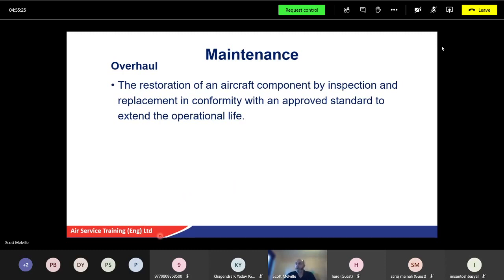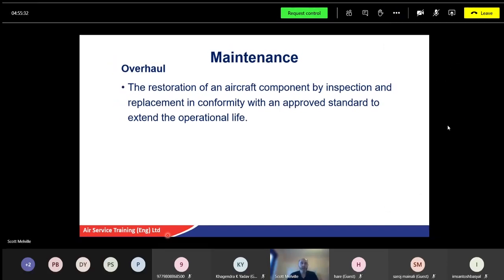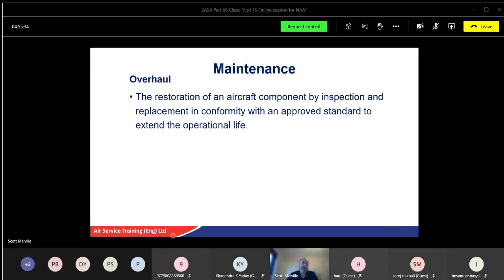Restoration of an aircraft component by inspection and replacement in conformity with an approved standard to extend its operational life. It's not that you just put it in a garage and they'll try and fix it using their methods. It has to be an approved standard. Without a standard, we'll be all over the place.